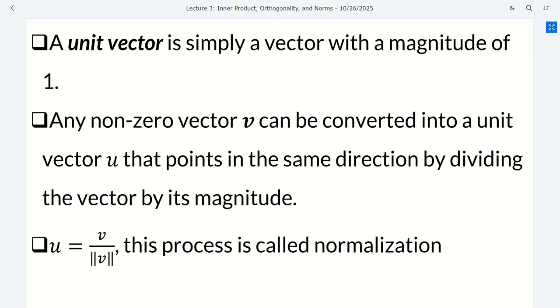Okay. We also learned about the unit vector. A unit vector has a magnitude of what? Of 1. That means when you find the magnitude, it's going to be 1. And any non-zero vector can be converted into a unit vector that points in the same direction. So this is how we calculate the unit vector. We will be using this a lot in the latter part. And this process is known as normalization.